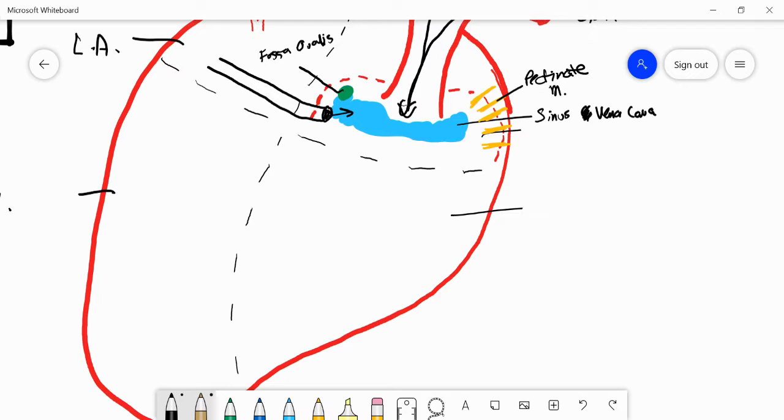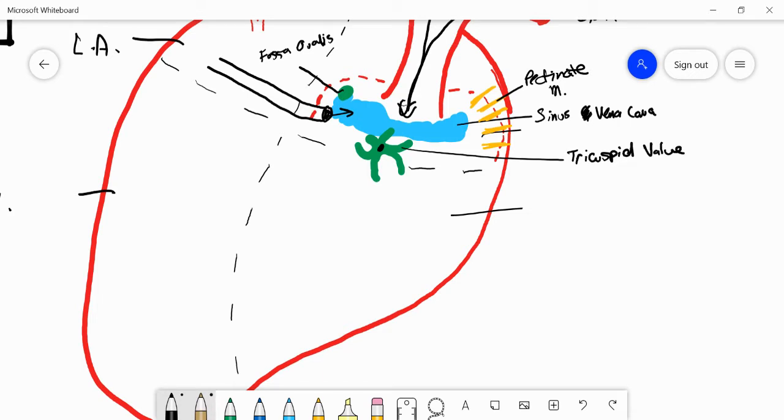In order to push the blood from the atrium into the ventricle, we need to get through an opening. And this opening, and I'll try to draw it nicely, is controlled by three little flaps. Okay, and these flaps make up what's known as the tricuspid valve.